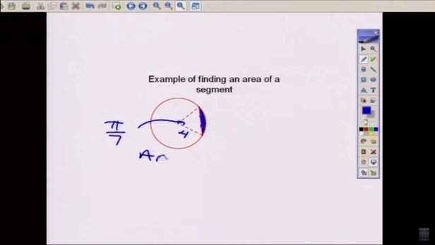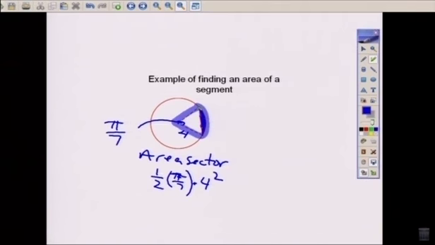So we are going to take the area of the sector, which is 1/2 times our central angle, pi over 7, times the radius squared. So that's the area of that entire sector.